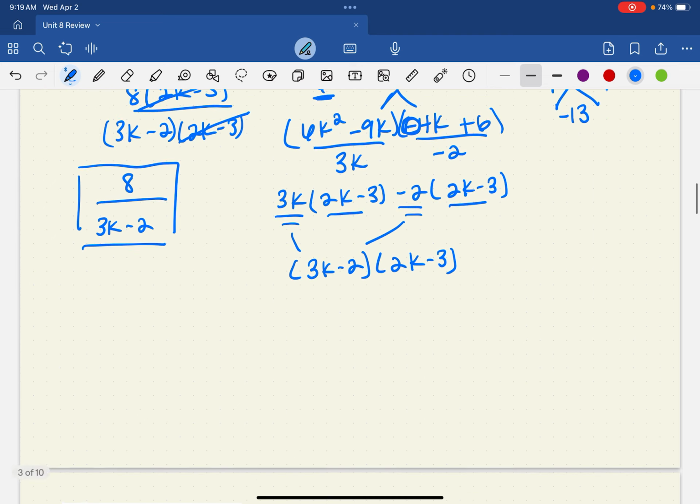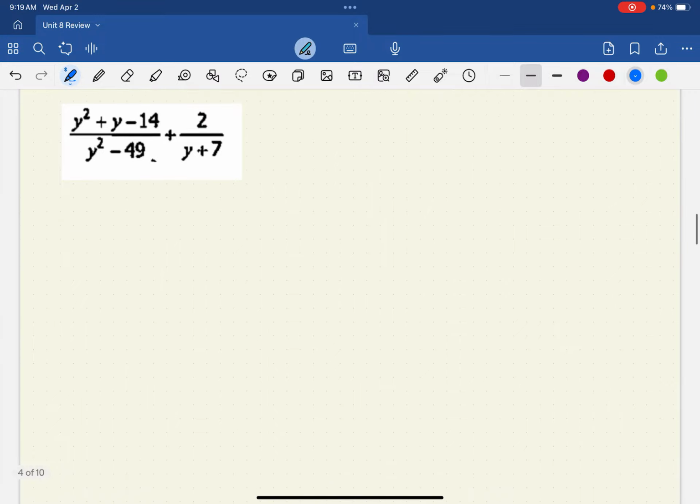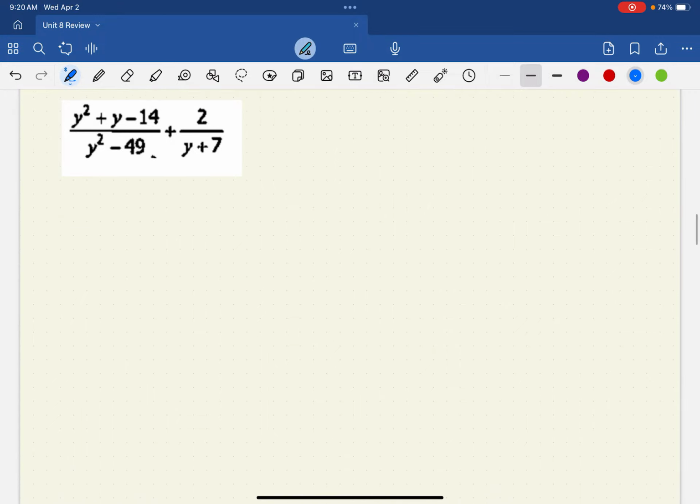I'm going on to number 2, which is an addition problem. So addition, I need to have a common denominator. Okay, so a common denominator, I see that right here, the first fraction, I've got y squared minus 49. Second one, I've got y plus 7. So I need to figure out how to make these the same.